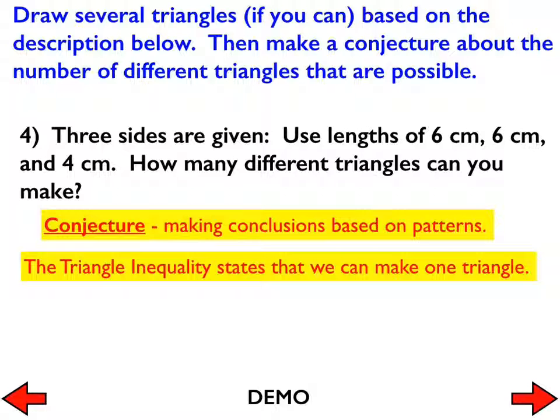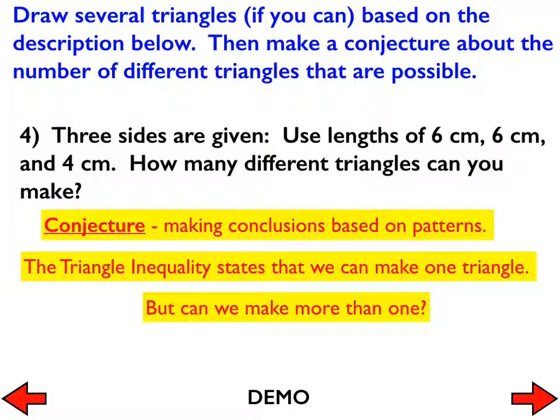Triangle inequality means that small plus medium has to be bigger than the large. 4 plus 6 is 10. Is 10 bigger than 6? 10 is bigger than 6. That means that we can at least make 1 triangle. But how many triangles can we make? 1 or more? Look at your partner's paper.